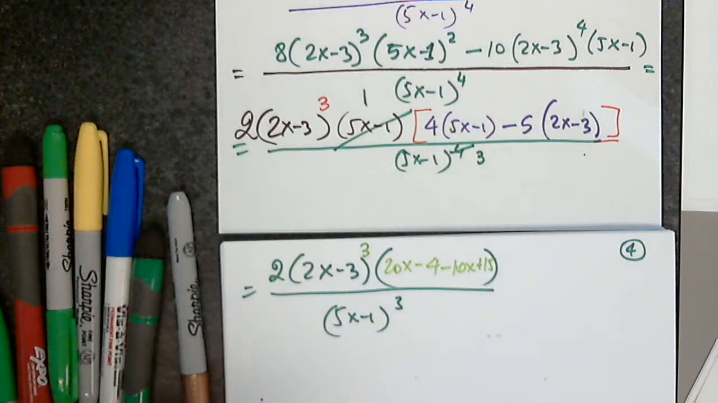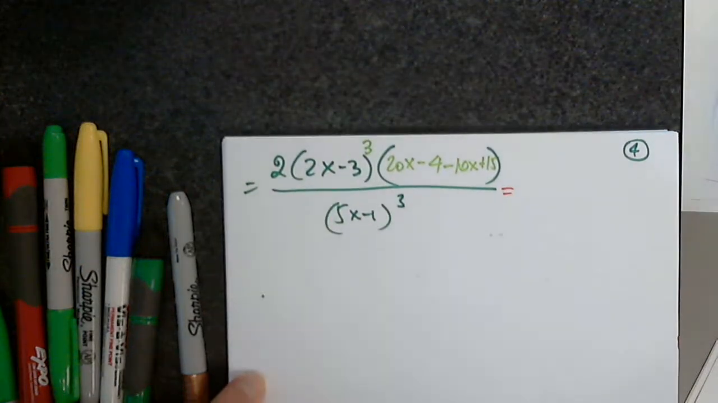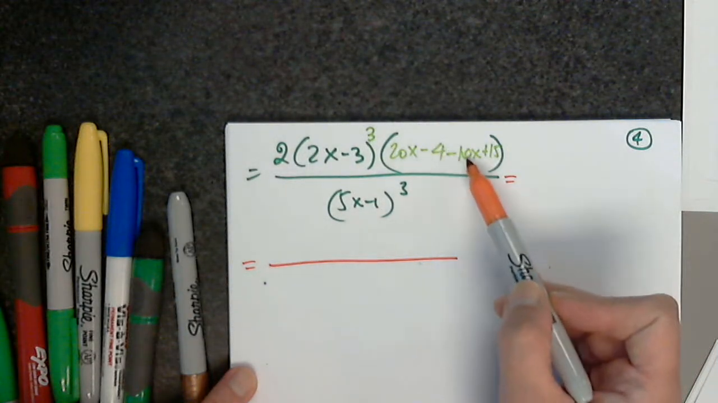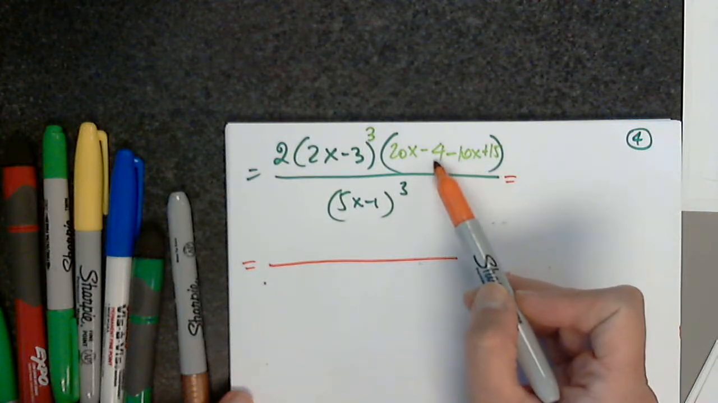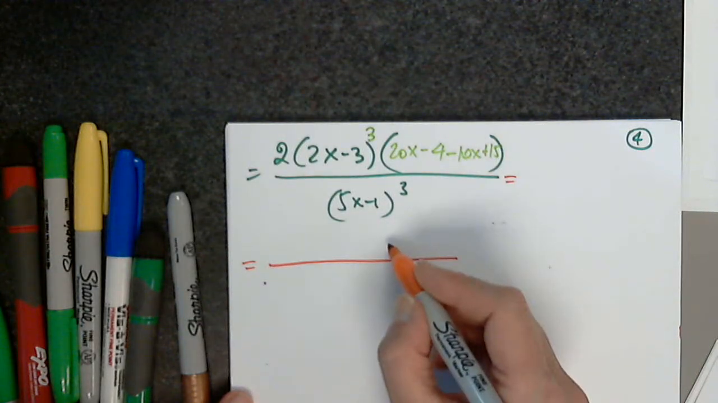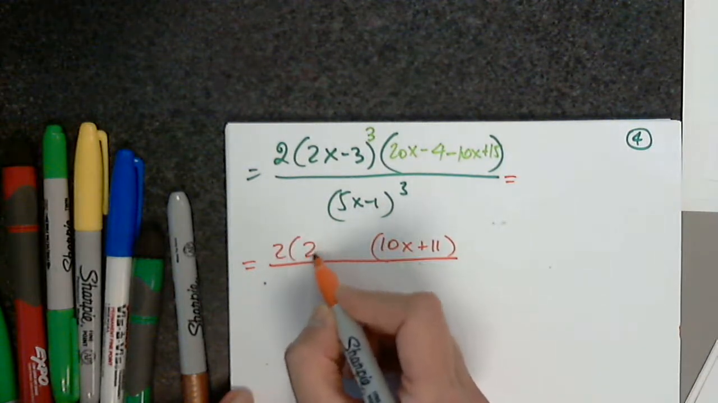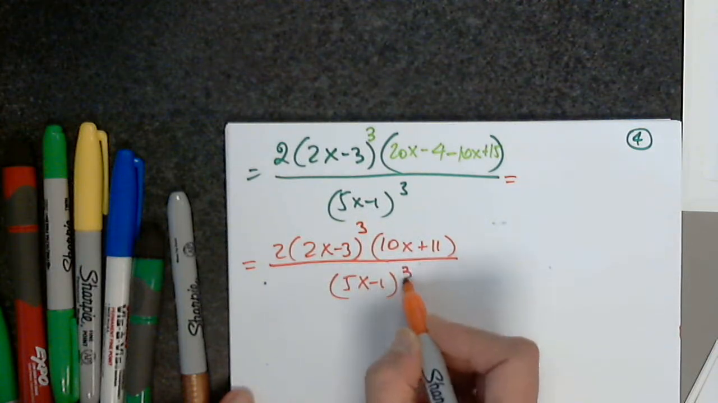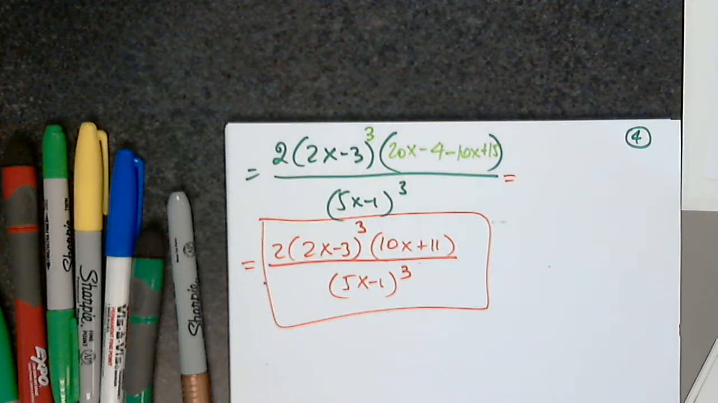So then what is the next step? 20x minus 10x. 10x. Good. And 15 minus 4, 11. So 10x plus 11, 2x minus 3 to the third, and 5x minus 1 to the third. Okay, we're done with this. I can put it aside.